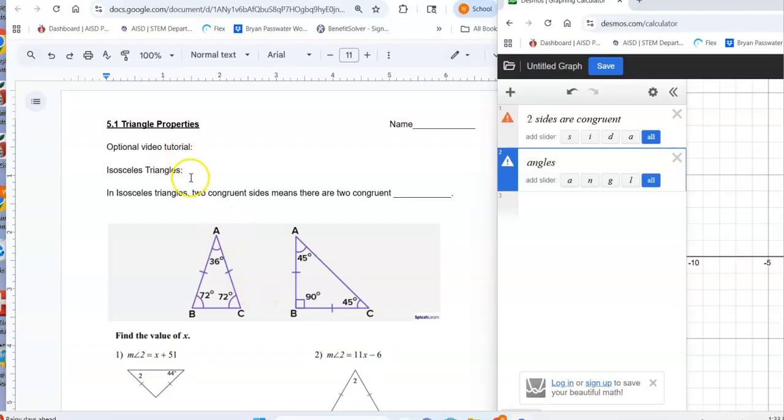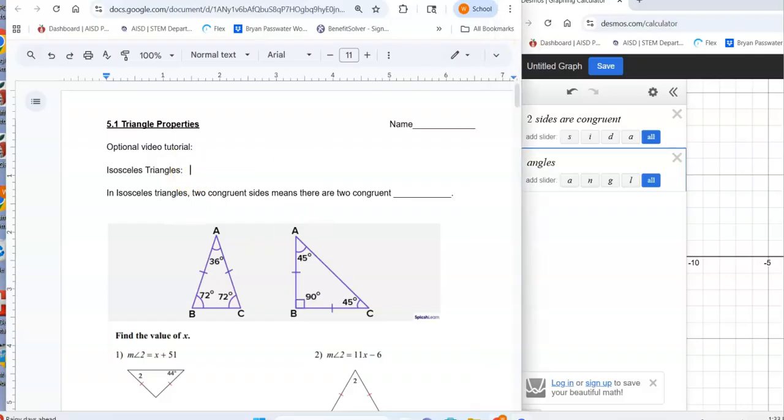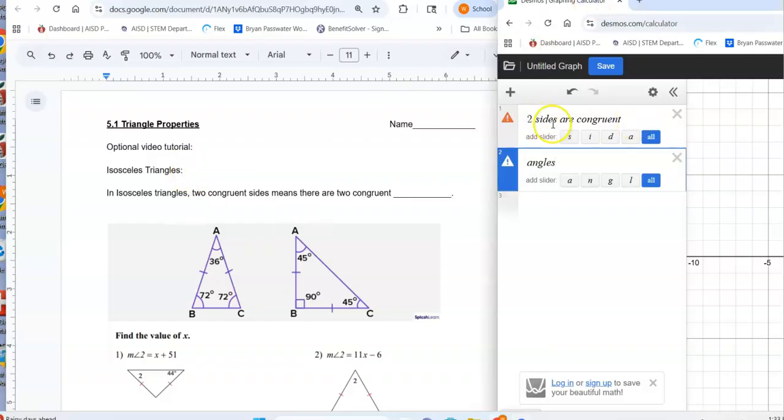First one has to do with the properties of isosceles triangles. So isosceles triangles, the definition of them is that two sides are congruent. So that's what makes it isosceles: two of them are congruent and one is different. That's really what makes it isosceles.